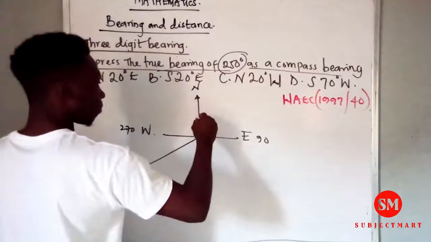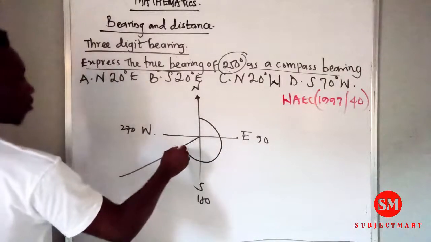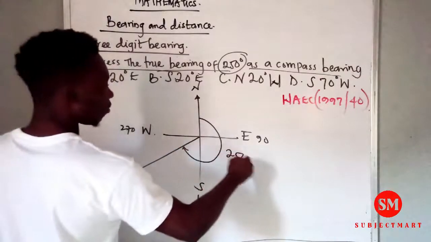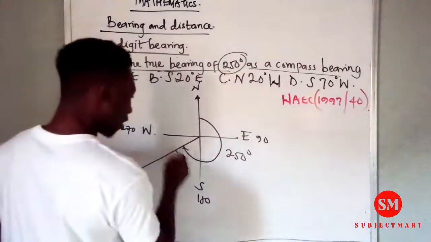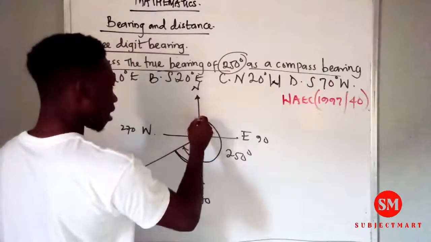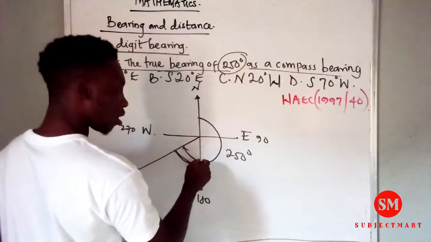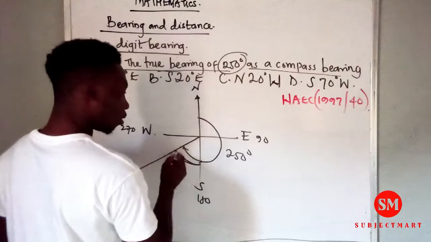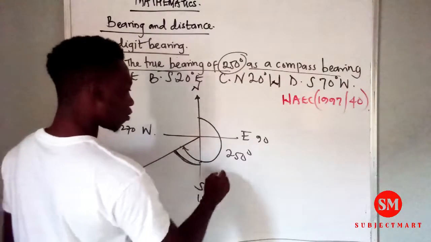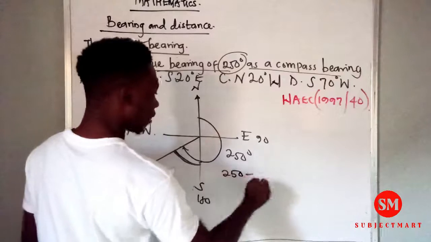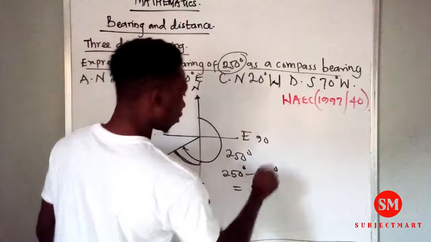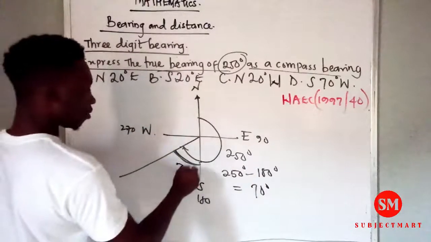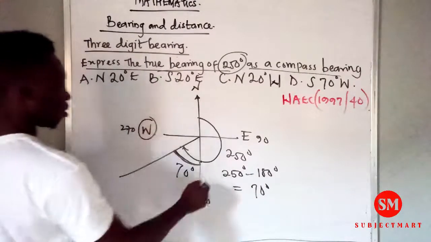Right? So taking it to this position, to 250 degrees. But now they ask us to express it as a compass bearing. Now, let's find this place. Since from here to here is 180, and from here to here we don't know, we can say 250 degrees minus 180 degrees, that's going to give us 70 degrees.